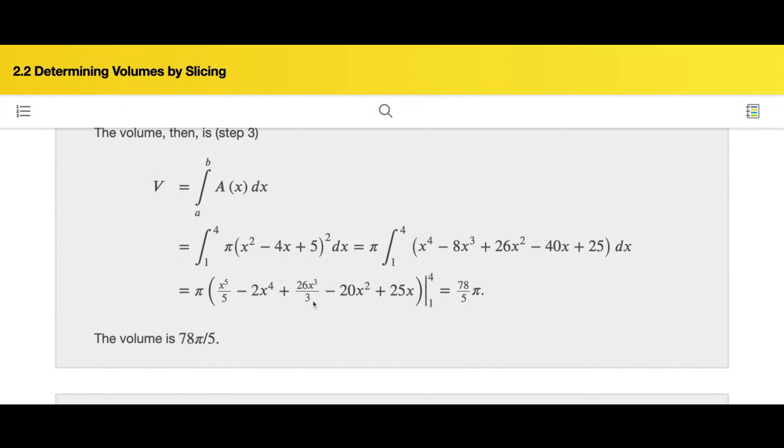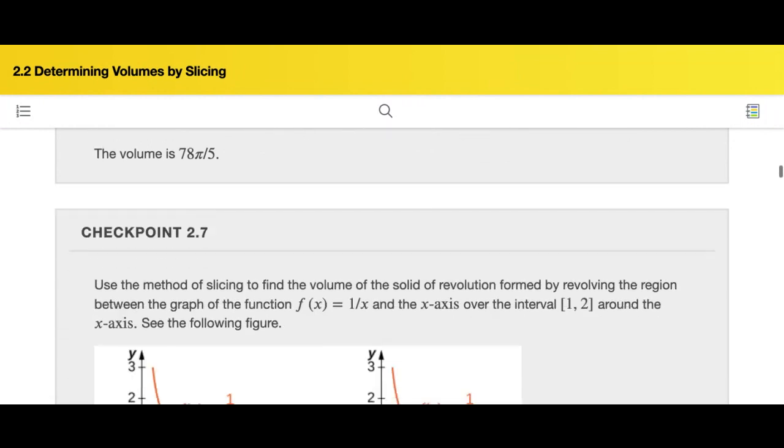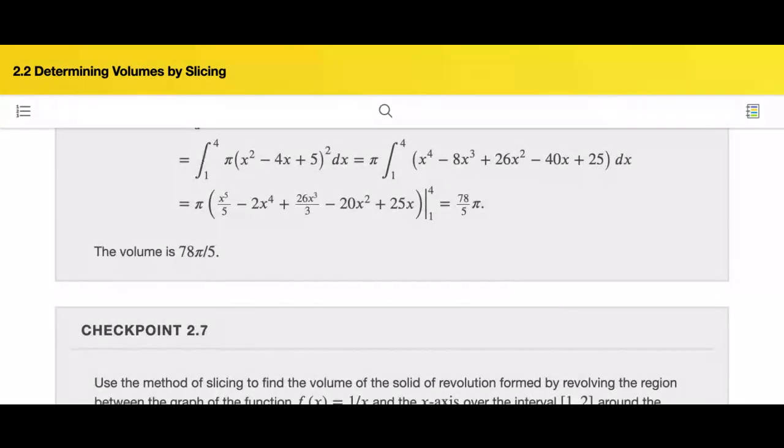We just use the power rule for anti-differentiation. Then we just evaluate from 1 to 4. In the end, we get 78 over 5 pi. And the units are cubed, because this is a 3-dimensional quantity. All right, anyone has any questions so far? Okay, great. Okay, all right, thank you.